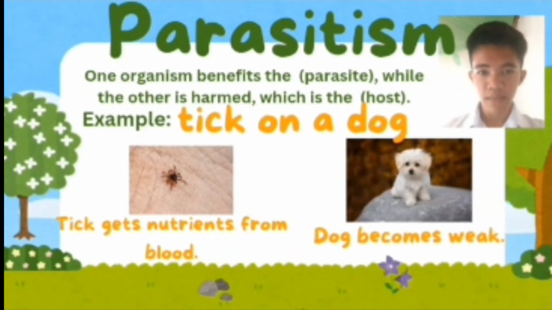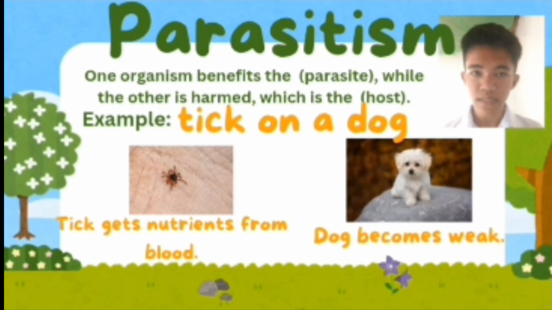Parasitism. In here, one organism benefits, which is the parasite, while the other is harmed, which is the host. So for example, the tick on a dog. The parasite in here is the tick, and the host is a dog. So the tick gets nutrients from blood, the dog becomes weak.